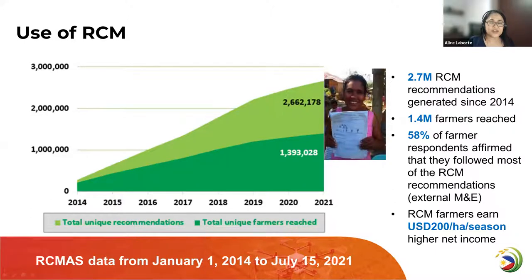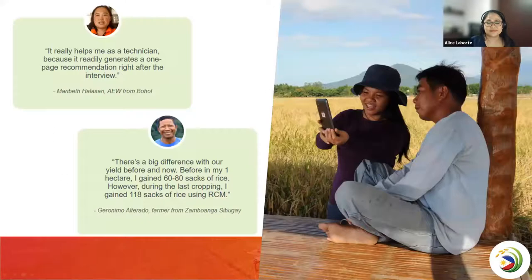As of July this year, 2.7 million RCM recommendations have been generated since 2014, reaching a total of 1.4 million farmers. Based on an external monitoring and evaluation commissioned by the Department of Agriculture, 58% of farmer respondents affirmed that they followed most of the RCM recommendations, gaining additional income of $200 per hectare per season. So these are some testimonials of rice farmers gaining a higher yield and higher income, and also extension workers who have been using RCM to provide advisory to farmers.